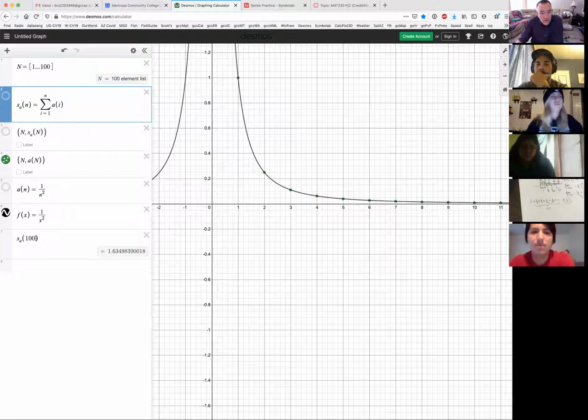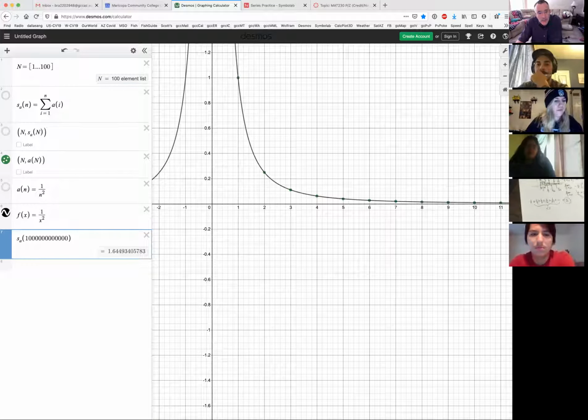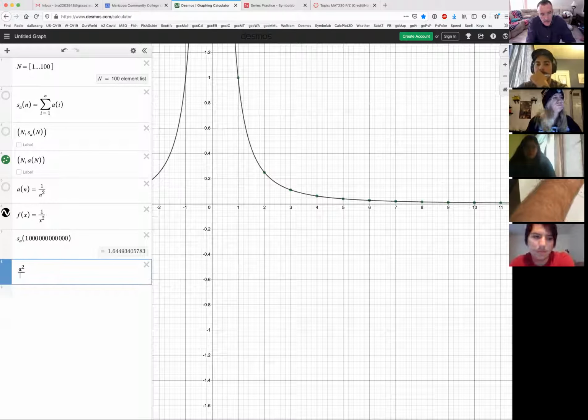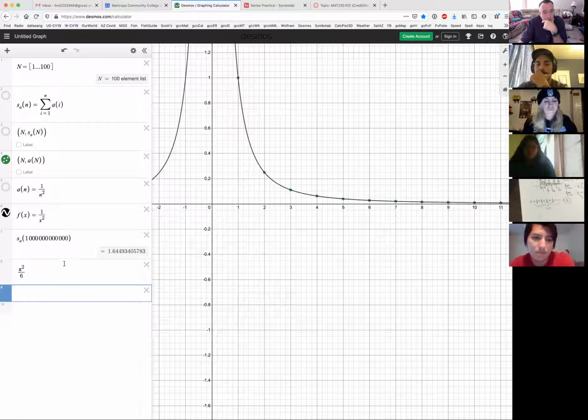So what if I added up more of them? It looks to me like this is getting closer and closer to about 1.644344057. I don't recognize that number. It's not square root 2, and it's not pi, and it's not e. But it might be this. It might be pi squared over 6.